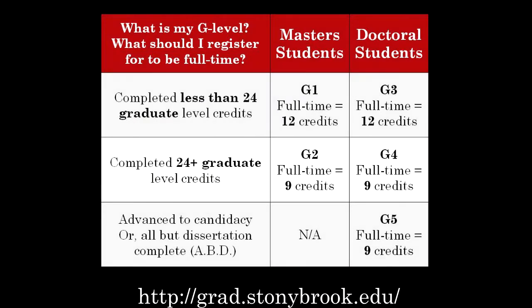So how many credits equals full-time? At Stony Brook, all graduate students are assigned a G level based on how far along in their career they are and whether they are a master's or doctoral student. This G level determines how many credits of graduate courses you need to register for in order to be considered full-time. All entering students with less than 24 grad level credits, the majority of new students, should register for 12 credits to be considered full-time.